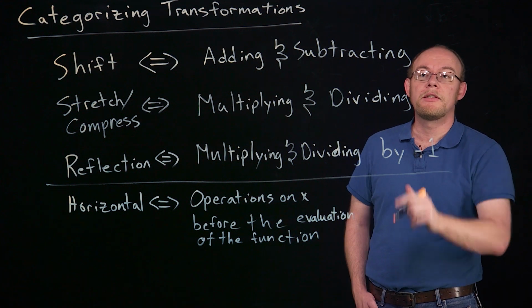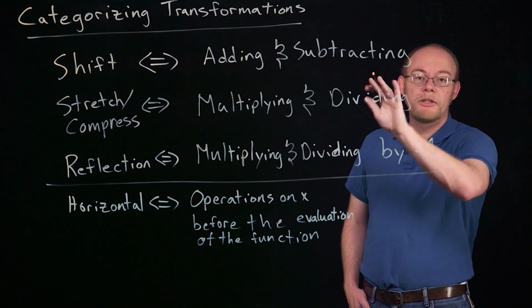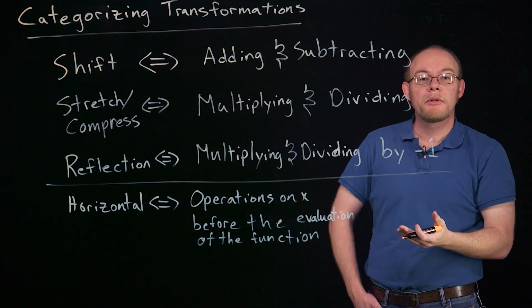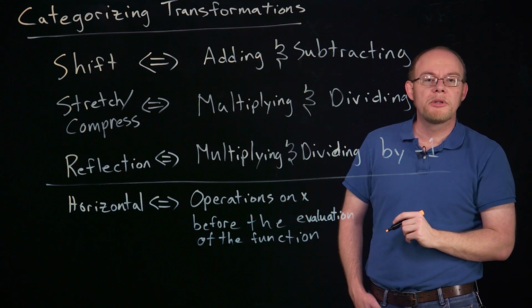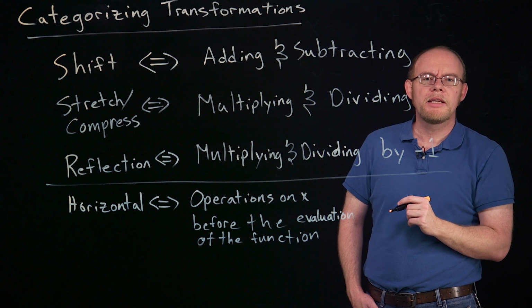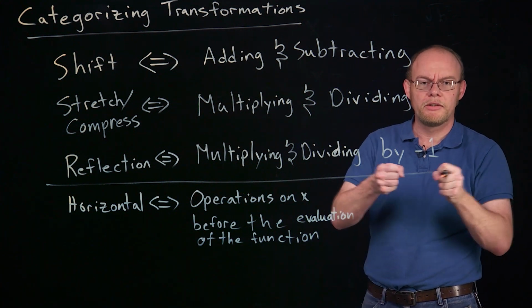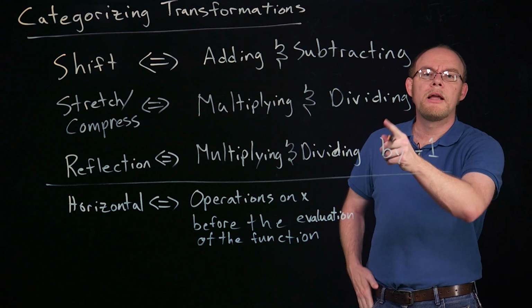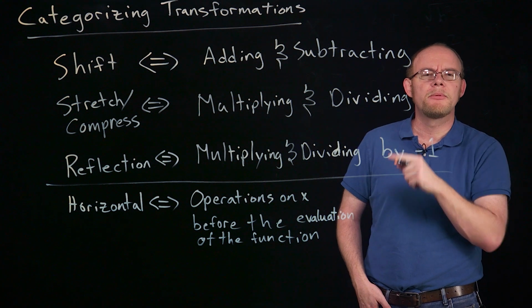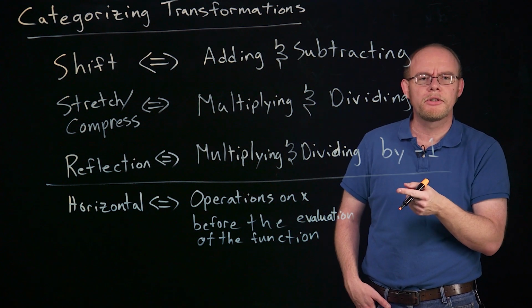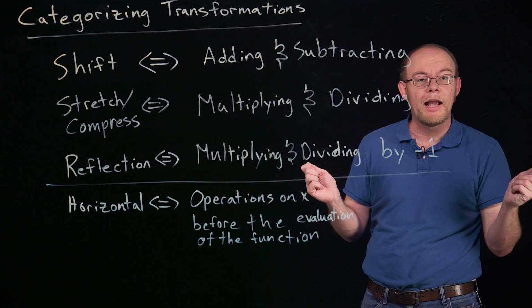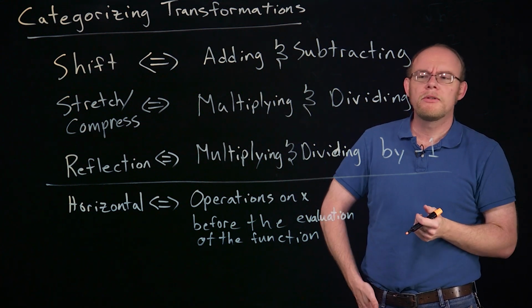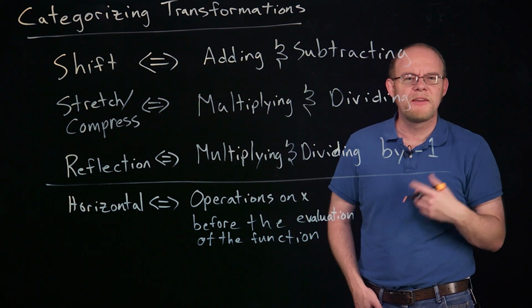So that was always going to be a shift in the horizontal direction if you were adding something to x before you were doing the major operation to it. If you were multiplying something to the x or dividing by the x, that was a stretch or a compression, that is away from the y-axis. And reflection, if you had a negative x before you evaluated the function, that reflected in a horizontal way, that is across the y-axis.